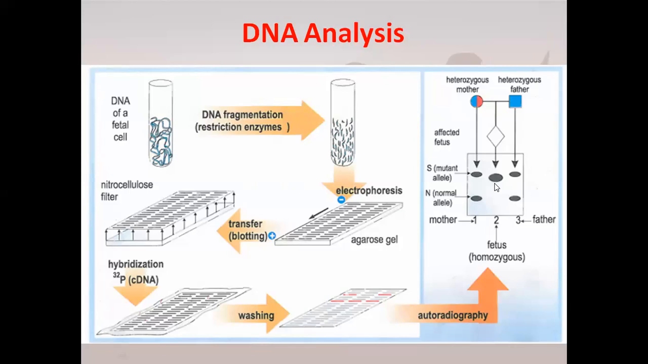Excellent. Pay attention here, all of you. One thick band. So this is an important word to say. One thick band in the mutant allele. So it has two SS, for example. So it's affected 100%. So this explains that the fetus is going to be affected, since it's homozygous for the mutant allele, with the mutant allele in two copies.